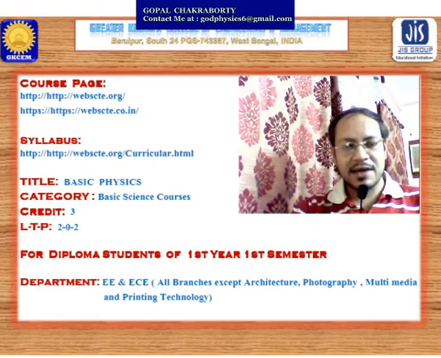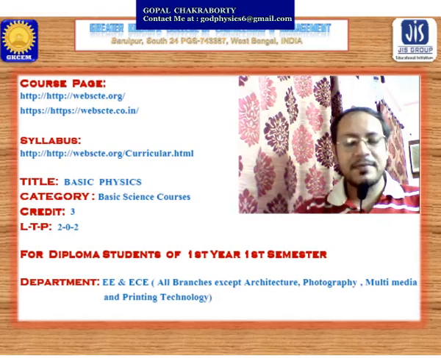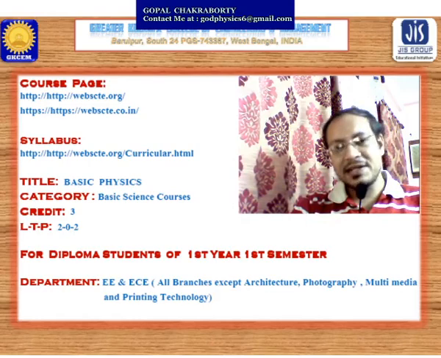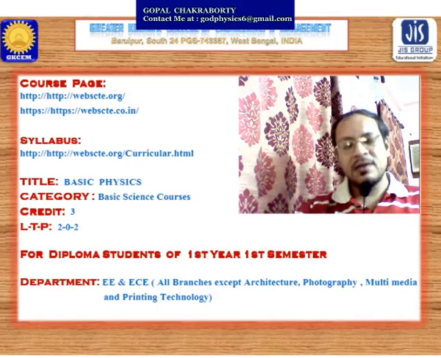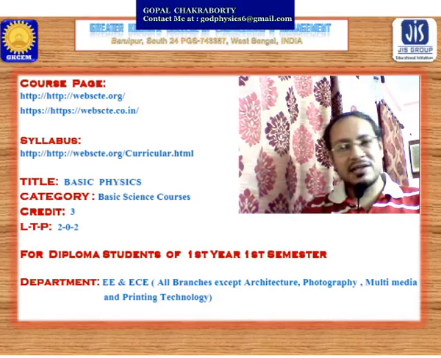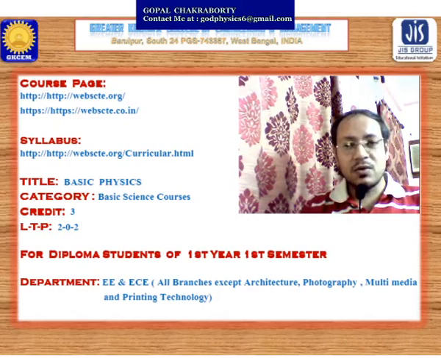So students, you can download the first year, first semester syllabus from the state council website, as I have given here. The title of the course is Basic Physics. It is under the category of basic science course. It has credit 3, with 2 lectures and 2 practicals per week. This course is made for diploma degree students of first year, first semester only. All branches except architecture, photography, multimedia and printing technology students have to study this course. As per our college, the electrical and electronics and communication engineering departmental students will study basic physics in their first year, first semester.